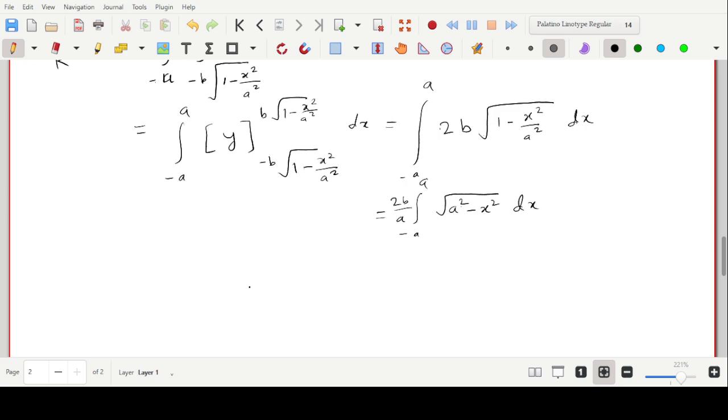Okay, now we can substitute. If you know the ready formula for this, you can use it. I am using substitution x equal to, let's say, a sin u. So dx will be a cos u du.